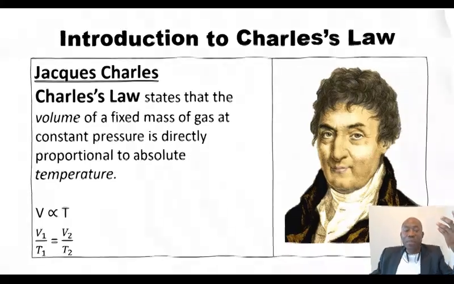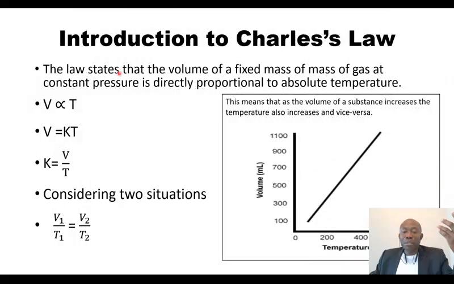Now you give them the mathematical relation: V is directly proportional to T, so V over T is equal to a constant, k. Using the two-condition relation, you give V1 over T1 equals V2 over T2. This is the mathematical relation to calculate the volume and temperature of a gas. Coming to the graph, this is a graph.